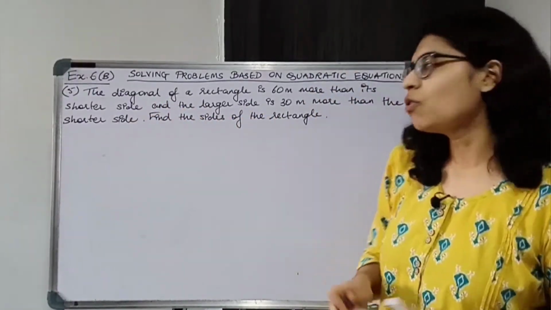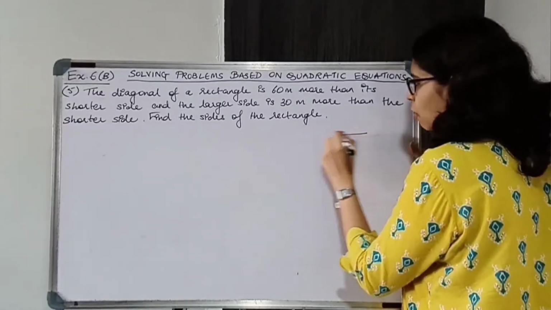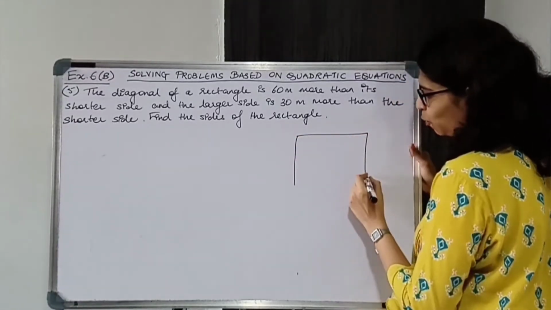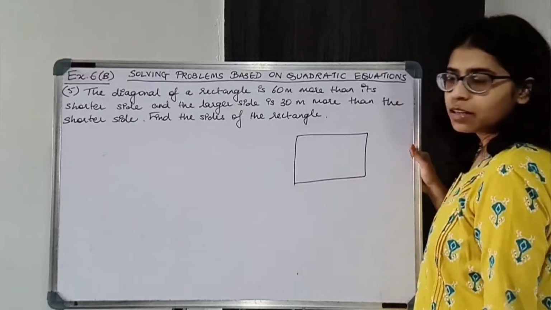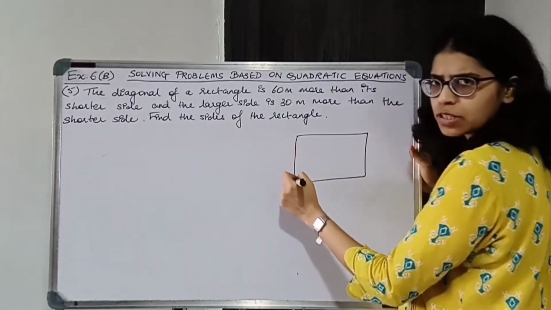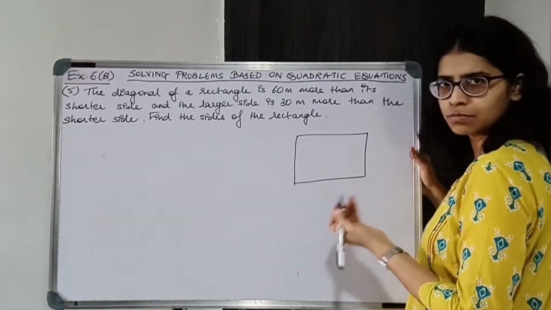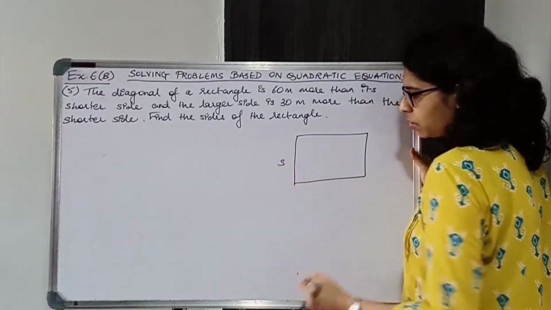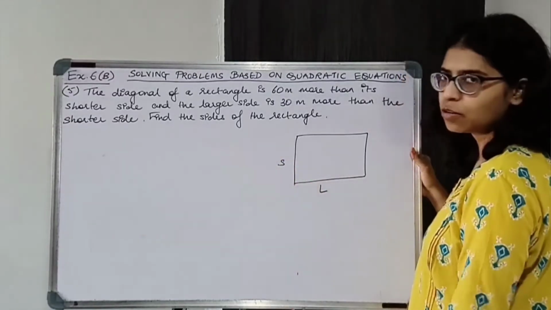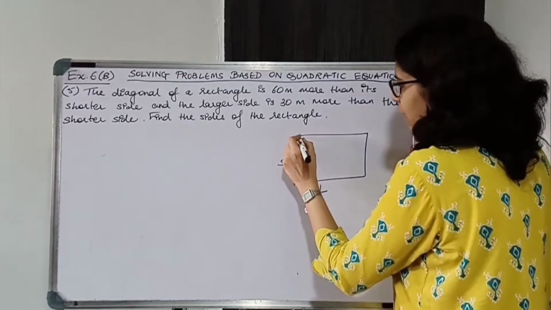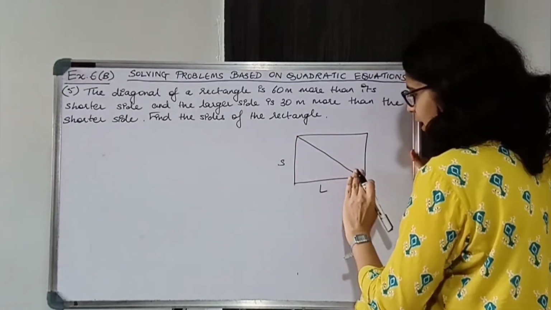Okay, so let's draw a rectangle and understand how to form the equation. Now this will be the shorter side, this is the longer side, right? So shorter side है, longer side है और larger side है. There is a diagonal, so draw only one diagonal. एक ही diagonal बोला है यहाँ पे.